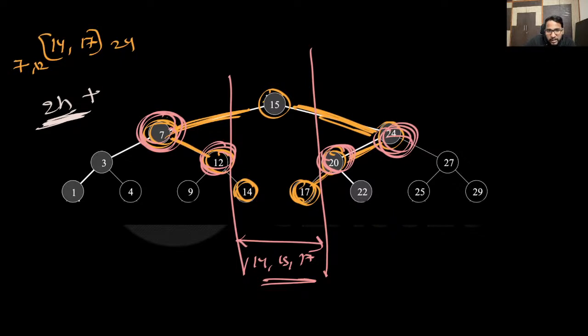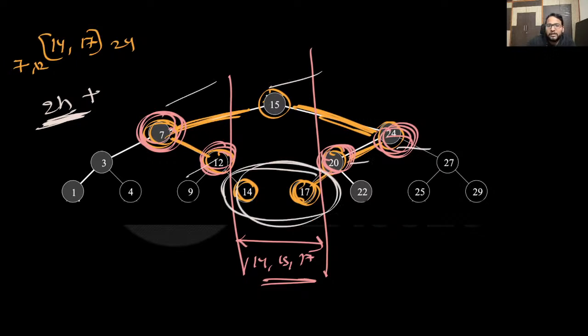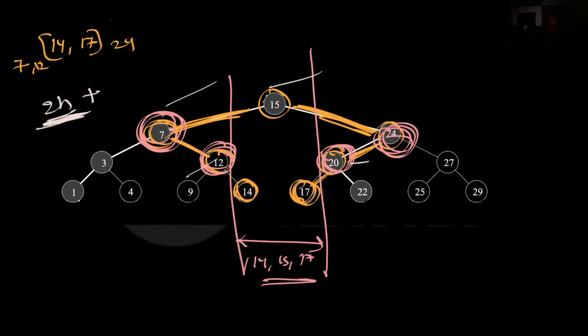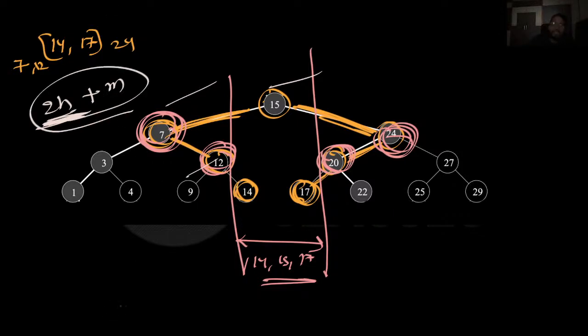These are the 2H nodes which I am having, and then you also have to visit the internal nodes. If the internal part is larger, that's fine, so you have to visit M more nodes. That's why the time complexity is just order of 2H plus M, that's all. You do not have to visit anything extra, just 2H plus M nodes. Okay, just one last example, let me give you.